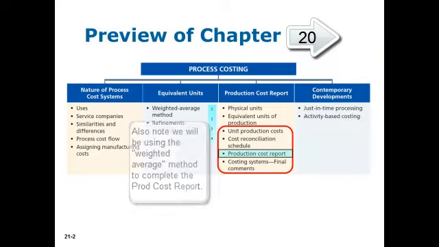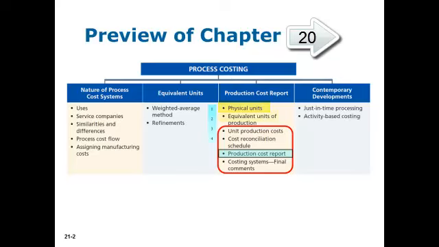We've already talked about the first 2 steps, dealing with physical units and then translating those physical units into equivalent units of production. In this talk, we'll bring in steps 3 and 4 as well: calculating unit production costs, average costs for both materials and conversion, and doing a cost reconciliation schedule, which is the last step of a production cost report.